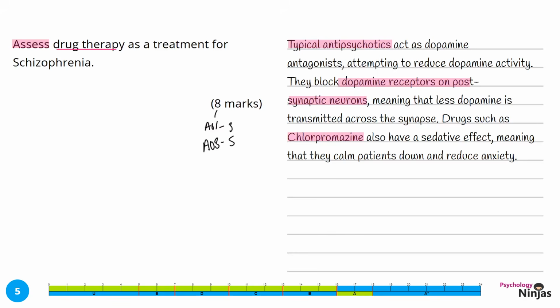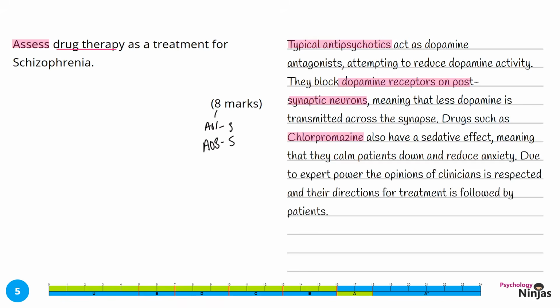Now let's get into evaluation. We want more evaluation than explanation given the allocation of marks available. Due to expert power, the opinion of clinicians is respected and their directions for treatments is followed by patients. Here we've identified the directiveness and the use of expert power by clinicians in order to administer and deliver drug therapies. We then want to explain the impact of this.